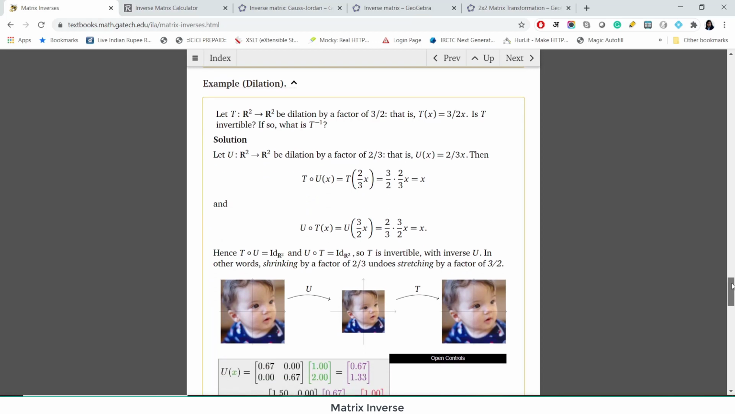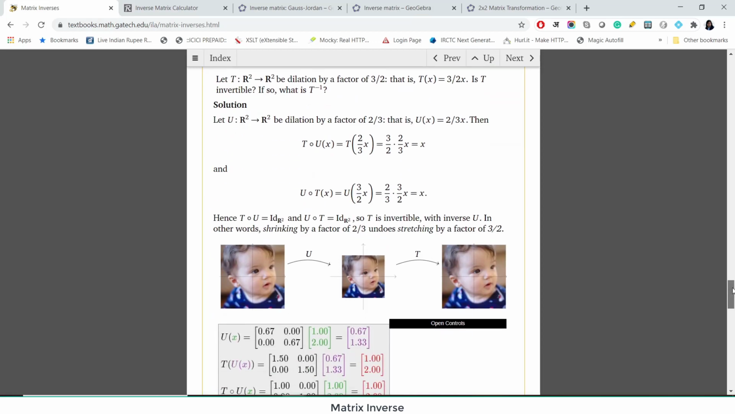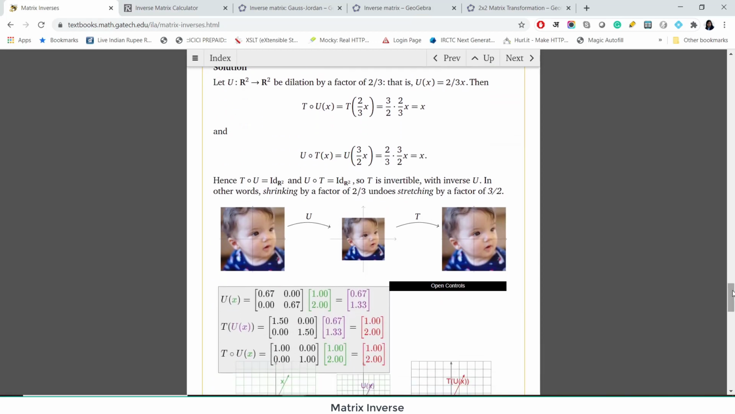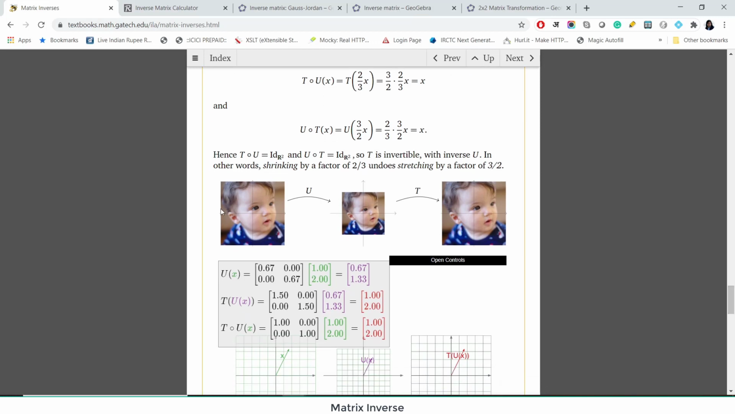You might want to read what they have written later on to understand it better, but what I want to show you is, this is the original image. Suppose you apply a linear transformation to this image, and after the linear transformation you get this image. But you want to go back to the original image, so you apply another transformation and you are back to the original image. So this transformation T is the inverse of the transformation U, right? And similarly, the corresponding matrices are inverse of each other.